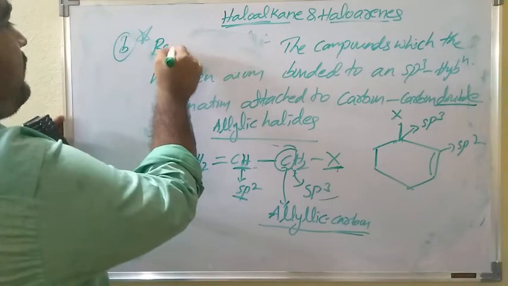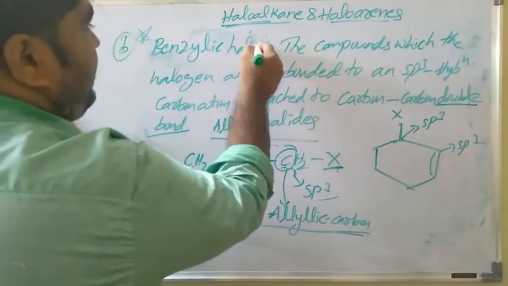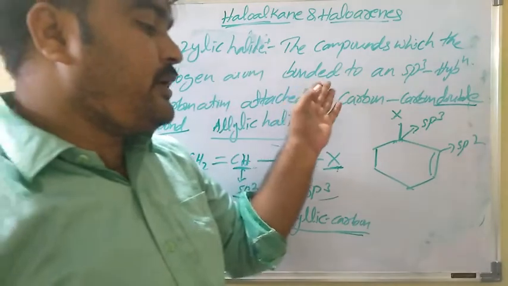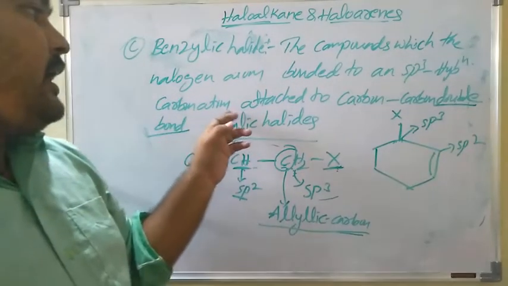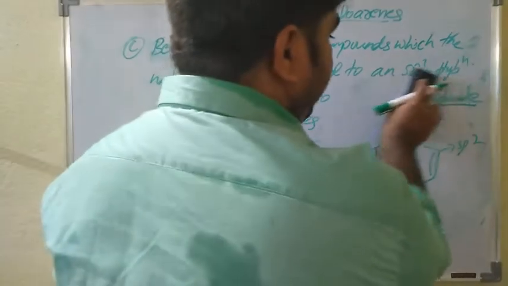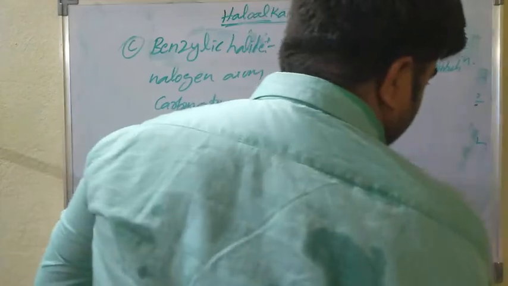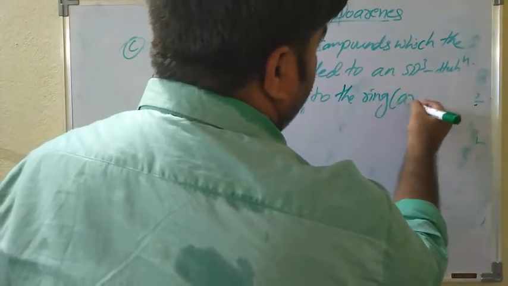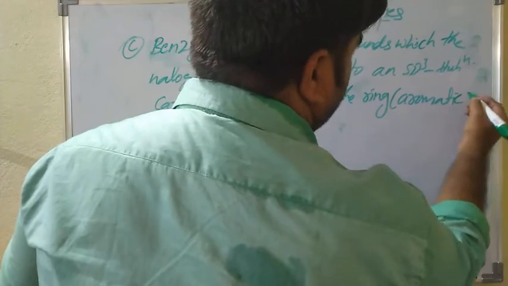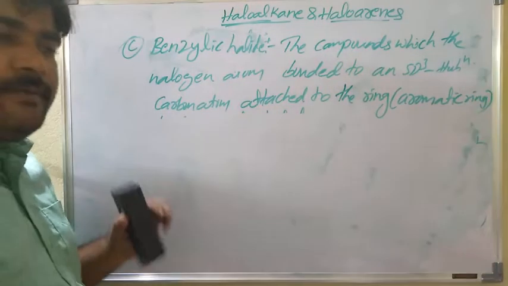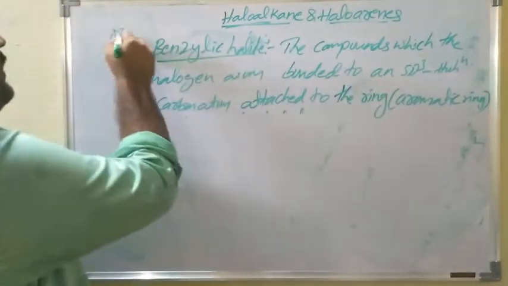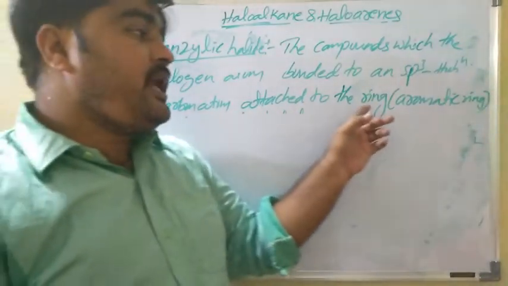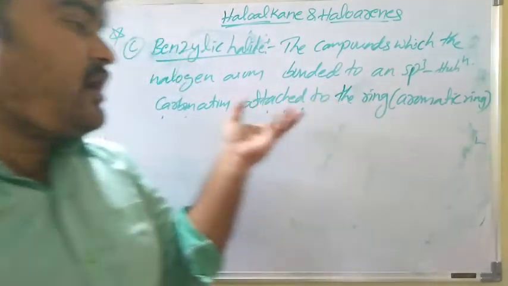benzylic halide. See classifications. Benzylic halide: the compounds in which the halogen atom is bonded to an sp3 hybridized carbon atom attached to an aromatic ring. Very very important. That ring should be an aromatic ring. An example of an aromatic ring is what? Benzene, basically. Benzylic halides are also very important. The halogen atom is bonded to an sp3 hybridized carbon atom attached to the aromatic ring. This is also called benzylic halide.